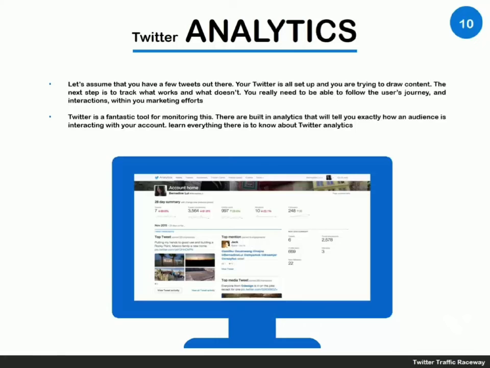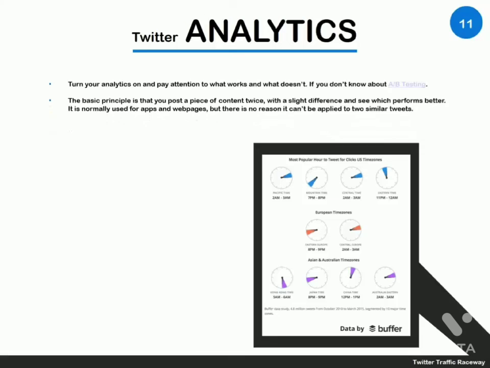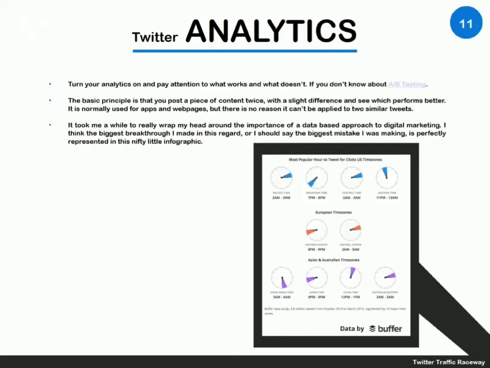Learn everything there is to know about Twitter analytics. Turn your analytics on and pay attention to what works and what doesn't. If you don't know about A/B testing, the basic principle is that you post a piece of content twice with a slight difference and see which performs better. It is normally used for apps and web pages, but there is no reason it can't be applied to two similar tweets.